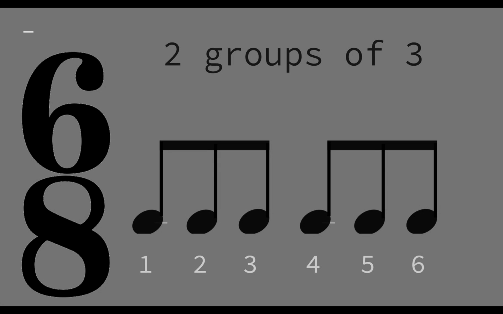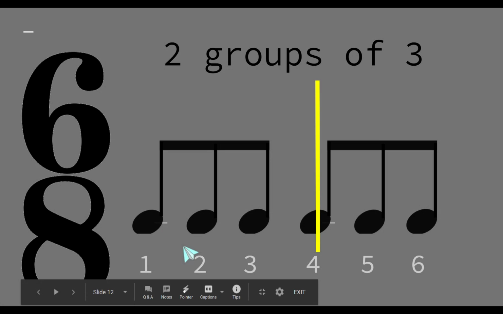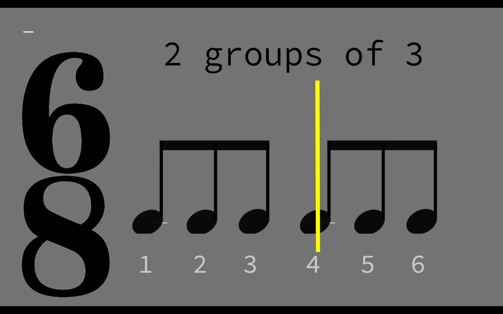Right, and here's our 2 groups of 3. Here's our first group, and here's our second group. So if we were to clap this, we would say 1, 2, 3, 4, 5, 6. Like I said, we have the bigger beat. Listen to that again. 1, 2, 3, 4, 5, 6. Our 1 and our 4 are going to be stronger because they represent the 2 separate groups. They're going to be our dominant beats.